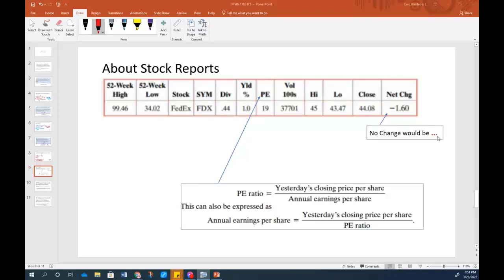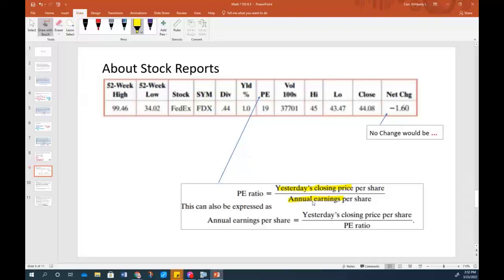All right, so now let's go back and look at that PE heading. This PE stands for price to earnings. Down in this section, there's just some key words here. We have the closing price compared to the earnings, but the earnings are annual. The closing price was yesterday. So the PE, the price to earnings ratio, means that you can take yesterday's closing price and divide it by the annual earnings per share.